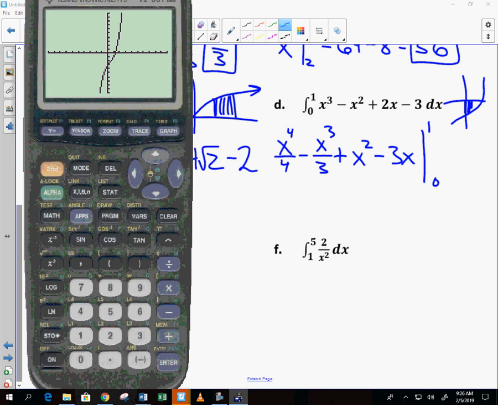And it looks like I have fourths and thirds, so I'm going to write it as twelfths. How's that? So if I plug in 1, I get a fourth, which is 3/12, minus 4/12, plus 12/12, minus 36/12. And I get, let's see, 3 minus 4 is -1, plus 12 is 11, and 11 minus 36.